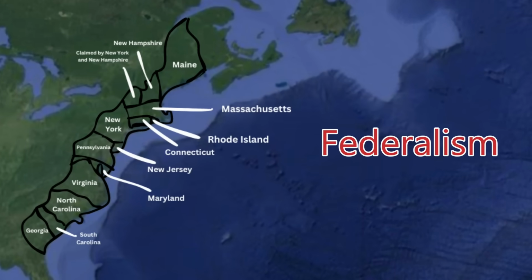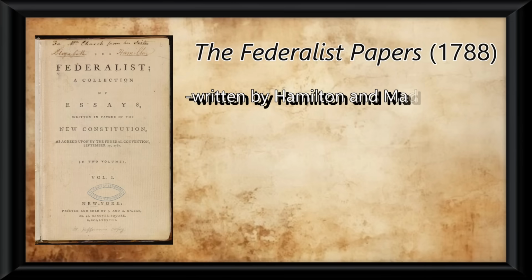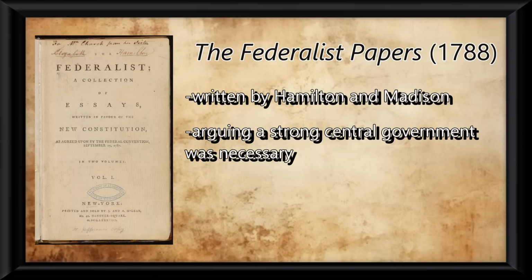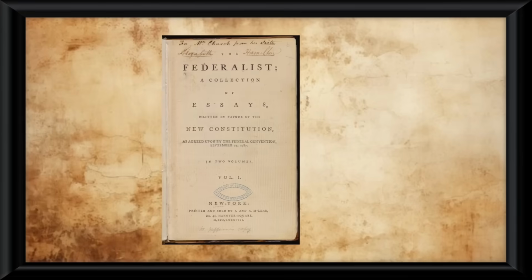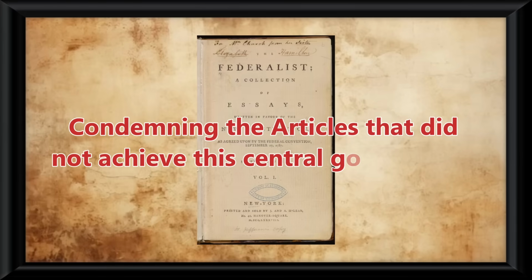The idea of federalism changed as a result of this convention. The way it changed was articulated in a document known as the Federalist Papers, written by Hamilton and Madison, arguing a strong central government was necessary to create a perfect union and to protect the individual liberties of the people. So basically it was condemning the Articles, which did not achieve this central government.